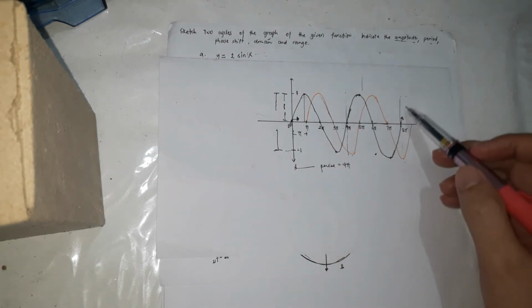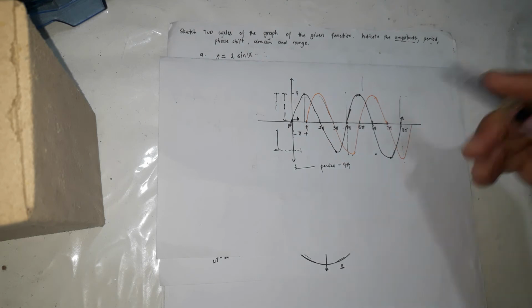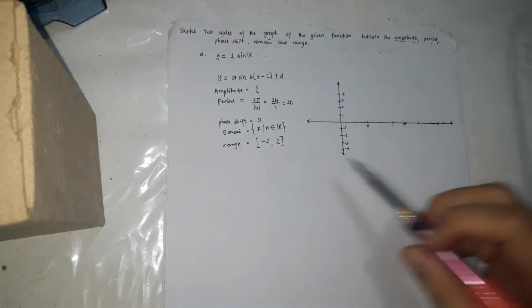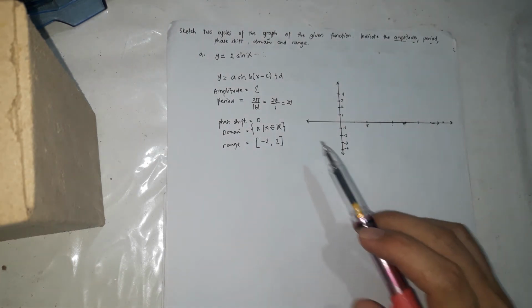That's the range. The domain is, as you could see, it has an arrow, so it goes on that way. So it is all real numbers. And it also has values on the other side. So it's all real numbers. So that is why this is the answer.